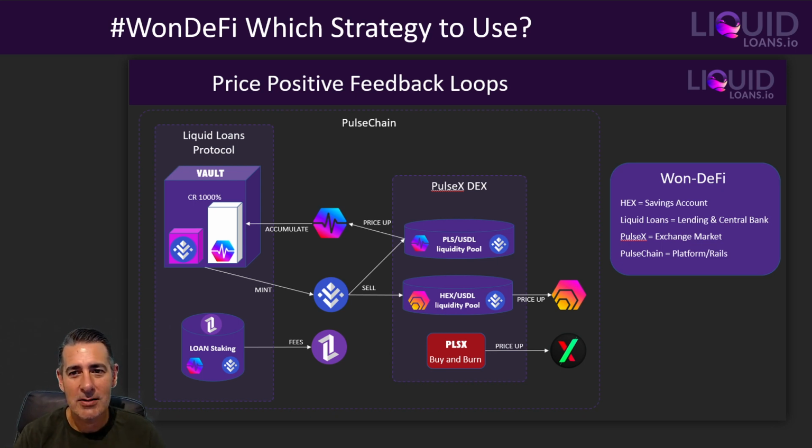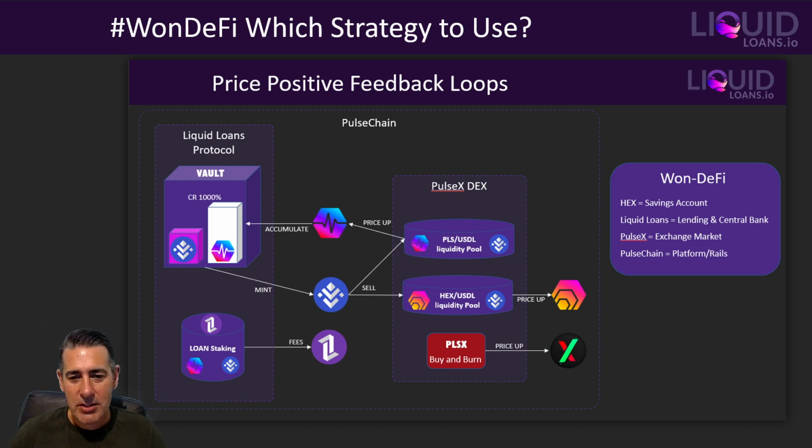Once we've got our HEX savings account, our liquid loans, lending and central bank where we mint our stable coins, PulseX being our exchange where we swap all our tokens, and Pulse Chain being the rails that it runs on. So if you're not familiar with that, go back and watch the price positive feedback loops. This video is going to build on that, and also on the previous video about the haunted strategy. So if you grasp the haunted strategy, that will probably make a lot of what I talk about now a little bit easy to understand as well. Let's jump straight into it.